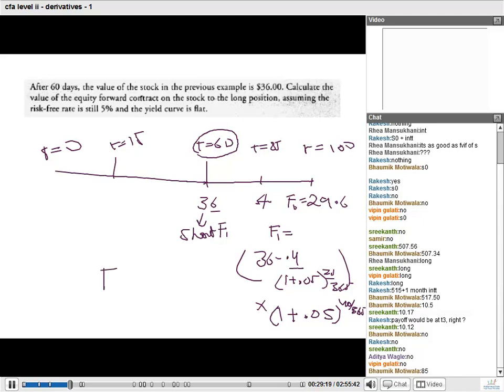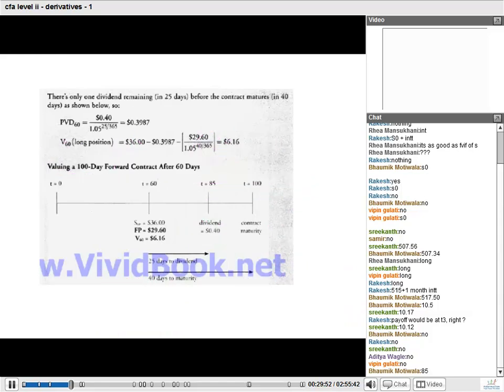So he will receive F1 because he is shorting the contract at F1. He will have to pay F0 because the contract is long at F0. So pay F0 and receive the asset. He will give away the asset at a price of F1. So F1 minus F0 will be the payoff, which will happen at a time 40 days from now. So that's the value of the off-market contract with dividend payments.